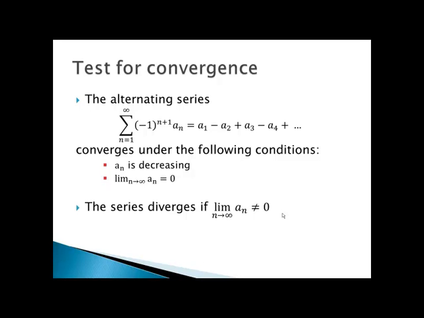An alternating series will converge under the following conditions. First, the a sub n's must be decreasing, and by the a sub n's we mean the a sub n's without the signs attached to them. It's like we're looking at the absolute value of the a sub n's. They need to be decreasing, and then their limit needs to be 0. If that's the case, then an alternating series will converge. If the limit of the a sub n's is not 0, or if the a sub n's are not decreasing, then an alternating series diverges.